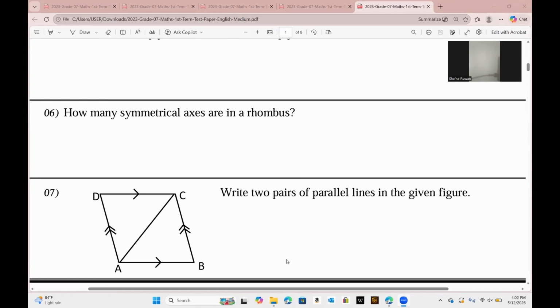Now see here, guys, they are asking you how many symmetrical axes there are in a rhombus. Symmetrical axis in the sense you have to find the number of axes of symmetry. That line in a figure which separates the figure into two equal parts, that dotted line, you call it an axis of symmetry. They are asking how many such lines you will have in a rhombus. Let's see that.